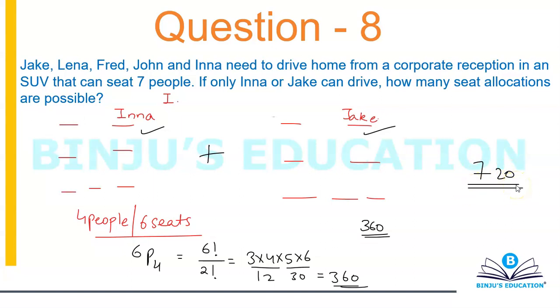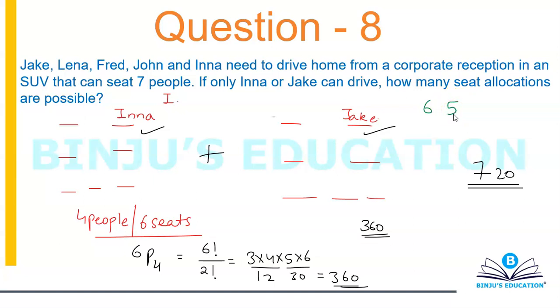This is one way. You can also use the counting method. So let's suppose if Ina drives, then you have 6 seats available with you, right? Now let's say Jake is the first one to enter the car, so he has 6 options. So you can sit at any of the 6 seats. When the second person comes in after Jake, the second person is going to have 5 options because Jake will occupy one of the seats.